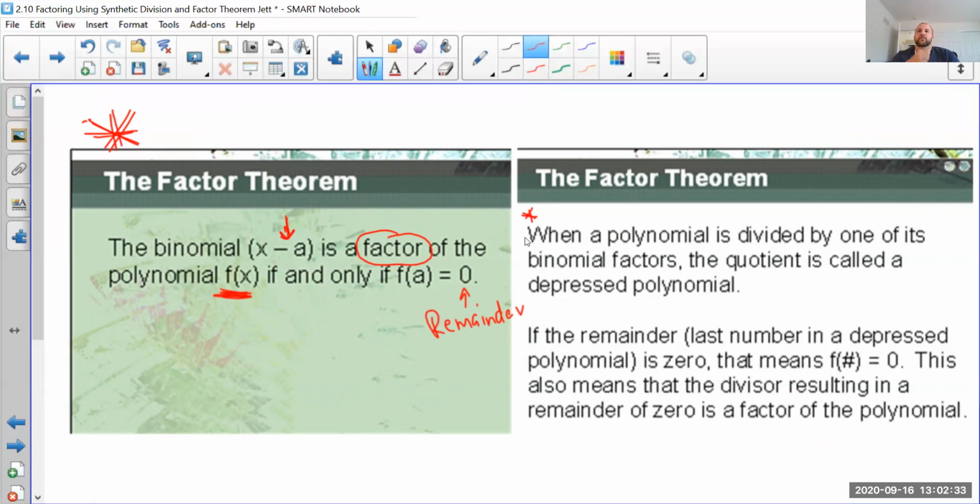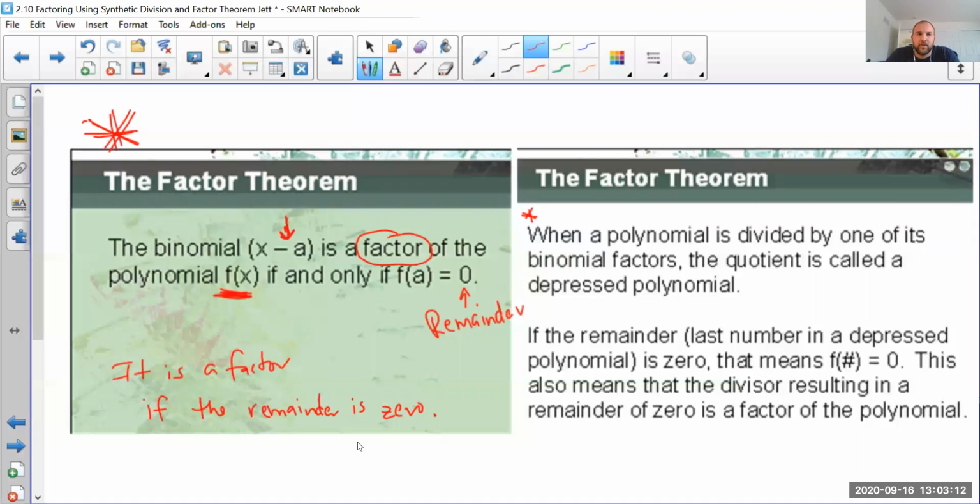They say when a polynomial is divided by one of its binomial factors, the quotient is called a depressed polynomial. Don't really have to worry about that. If the remainder is 0, okay, that means that f of that number equals 0. It also means the divisor resulting in remaining of 0 is a factor of the polynomial. Again, that's just saying it is a factor if the remainder is 0.